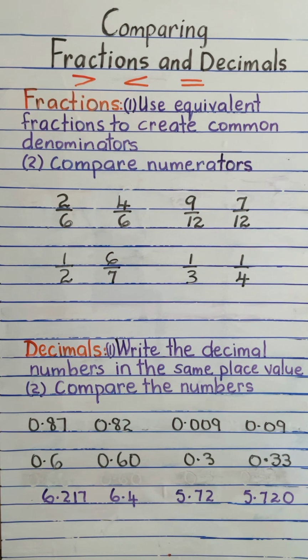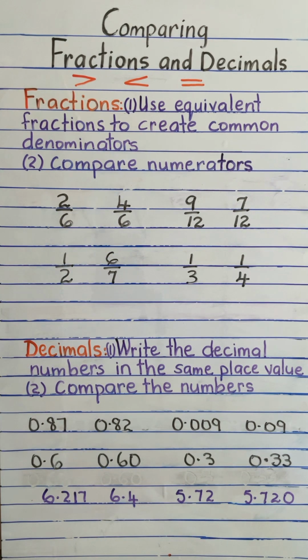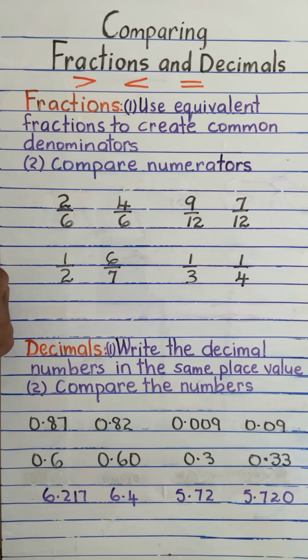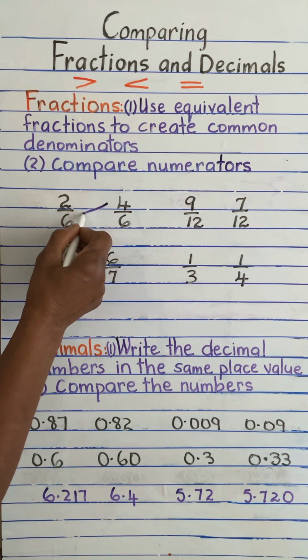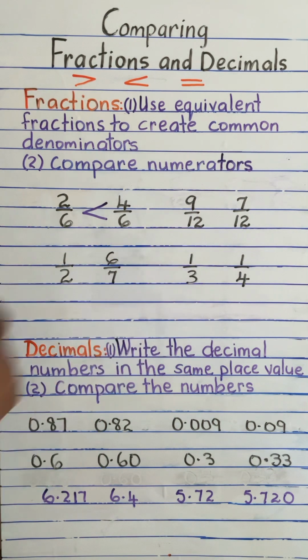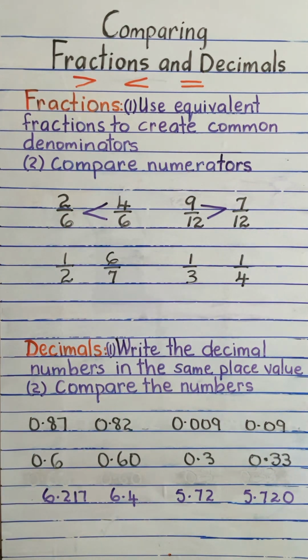2/6 and 4/6. How do they compare? Well, first, we have a common denominator, so we just go ahead and compare the numerators. 2 is less than 4, so 2/6 is less than 4/6. So we put our less than symbol right there. Next, 9/12 and 7/12. The denominators are the same, so we compare the numerators. 9 is greater than 7, so 9/12 is greater than 7/12.